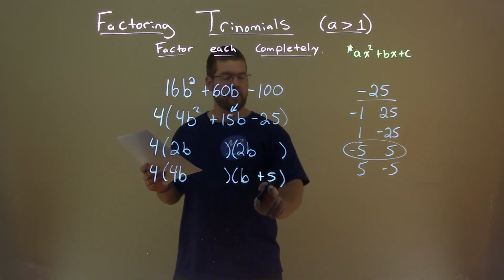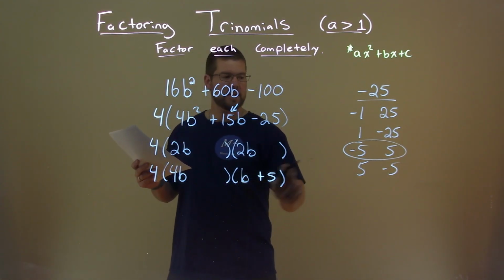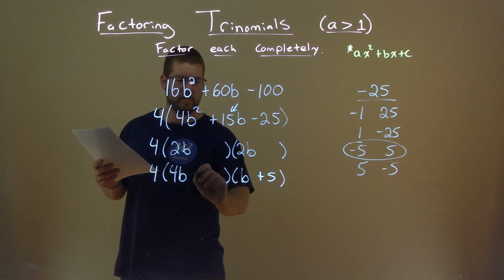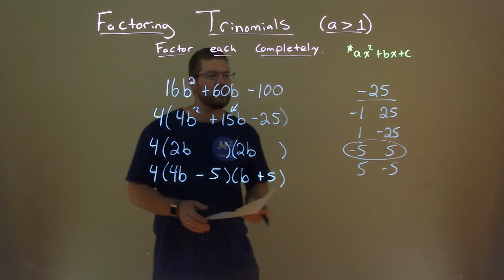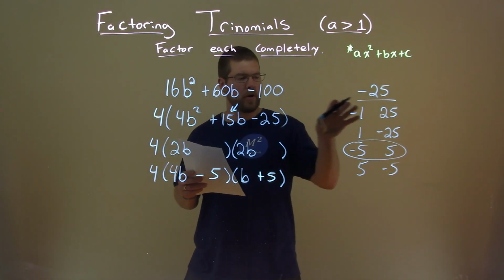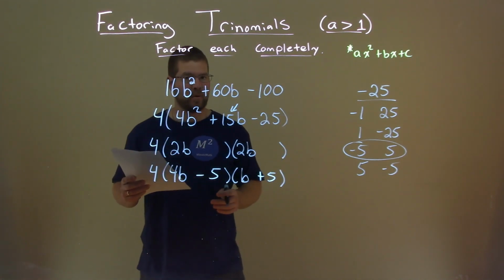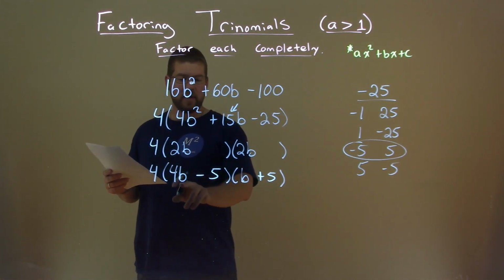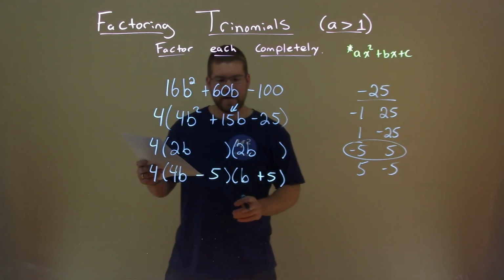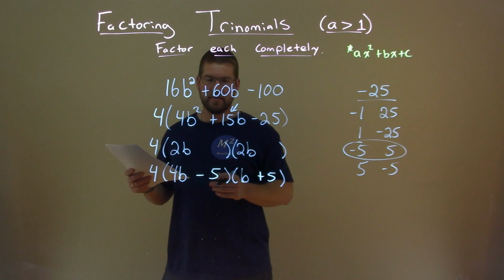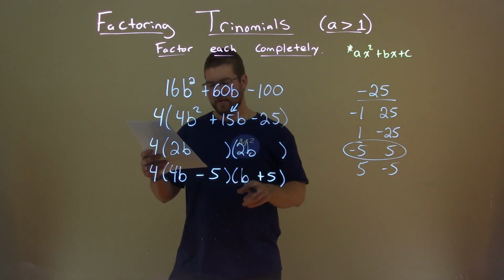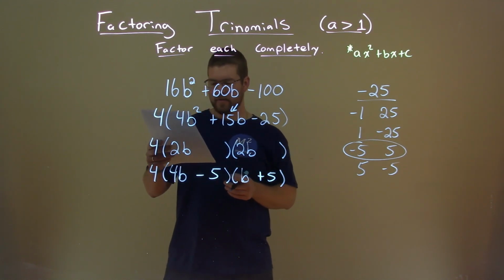4b times 5 is a positive 20b. b times negative 5 is a negative 5b. Subtract that, we got our positive 15b. So yes, I guessed here, kind of, but it was an educated guess. All right, I was smart in which one I tried first, and turns out it worked out. And so we have, again, we can see 4b times 5 is 20b, plus negative 5 times b is positive 15b. So there we have our final answer, 4 times 4b minus 5 times b plus 5.